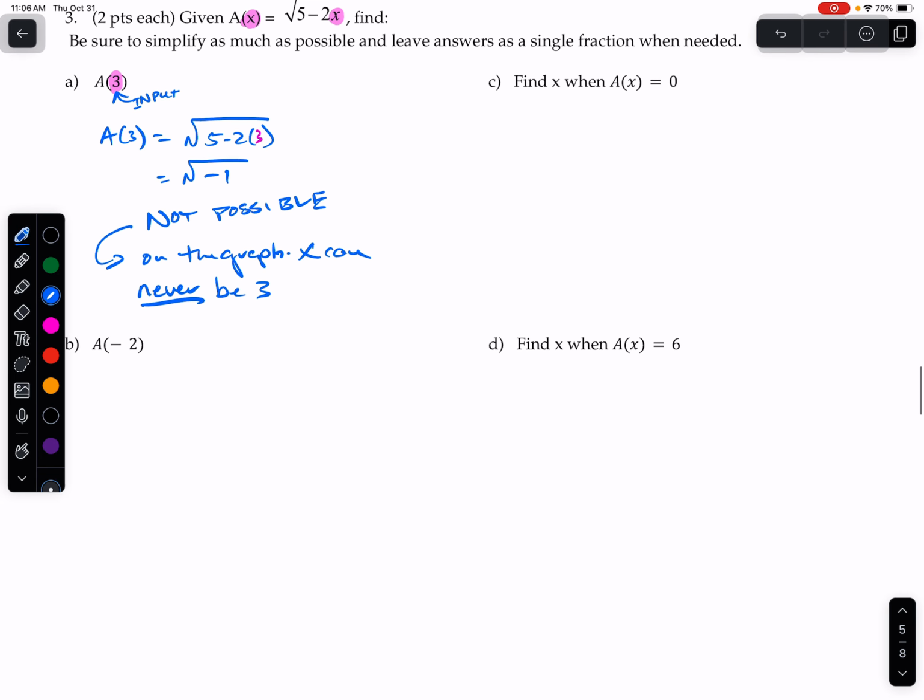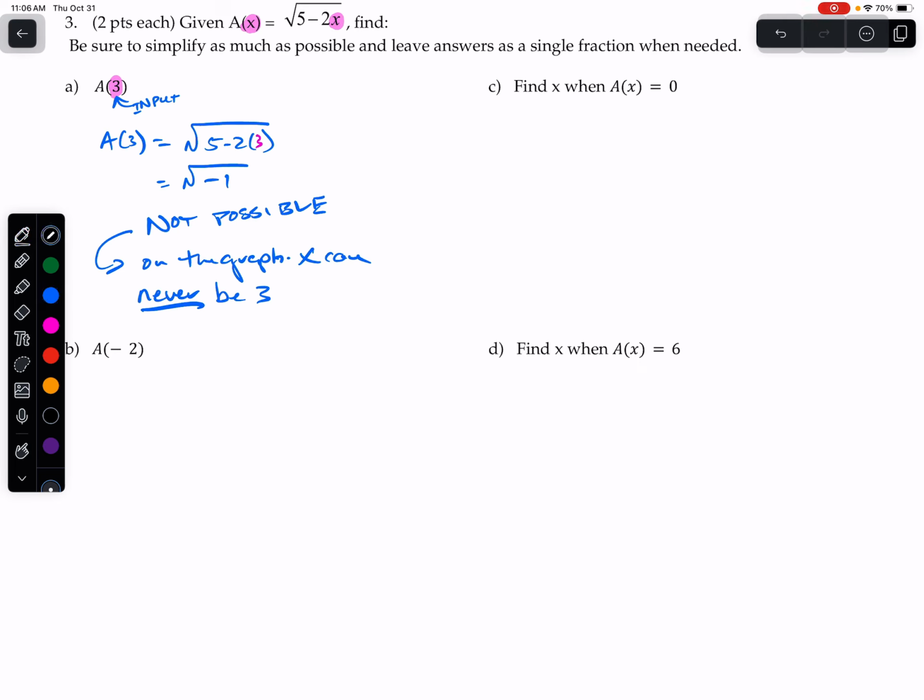Okay, when x is negative 2, same idea. A of negative 2 is square root of 5 minus 2 times negative 2. So that's square root of 5 plus 4, which is square root of 9, which is 3. Don't forget the plus sign there. Sorry, I need a little bit of tea. I'm losing my voice. Ah, that's good.